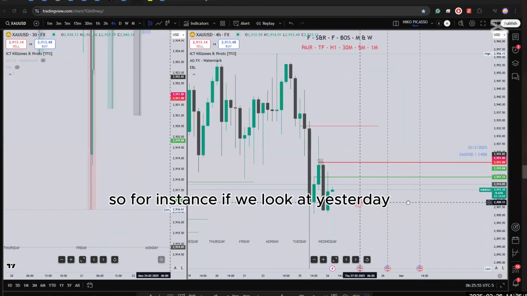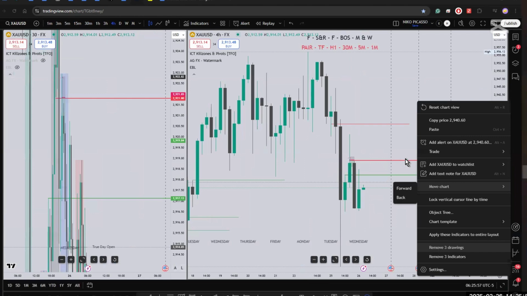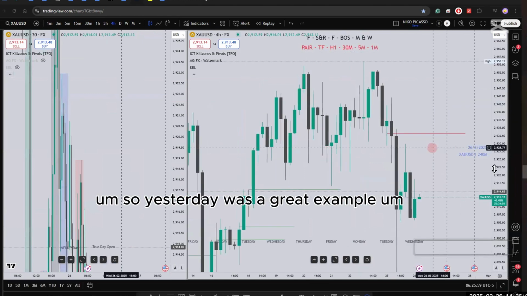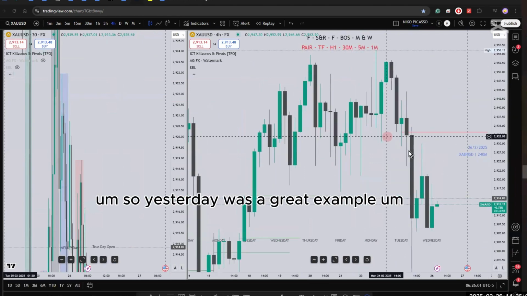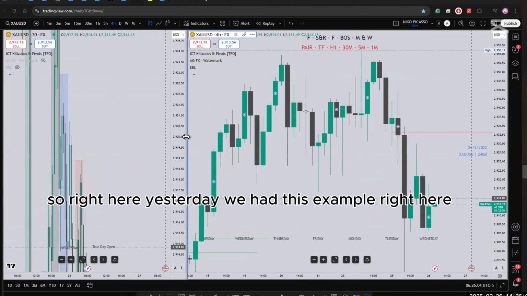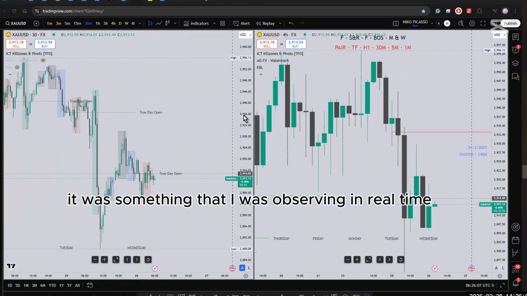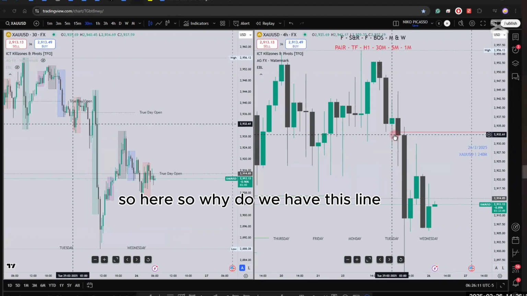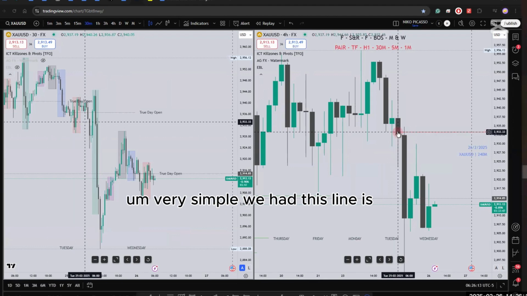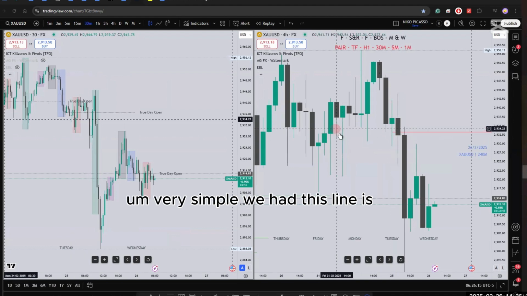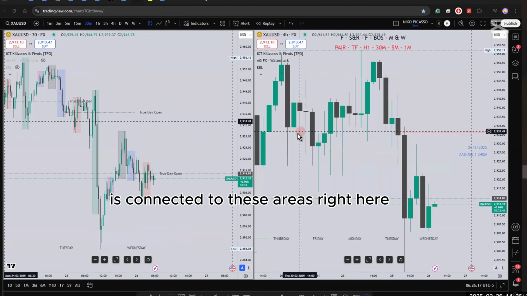So for instance, if we look at yesterday, yesterday was a great example. So right here, yesterday we had this example right here. It was something that I was observing in real time. So here, why do we have this line? Very simple. This line is connected to these areas right here.